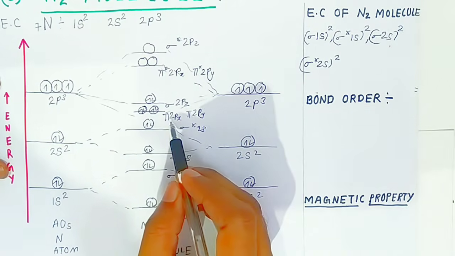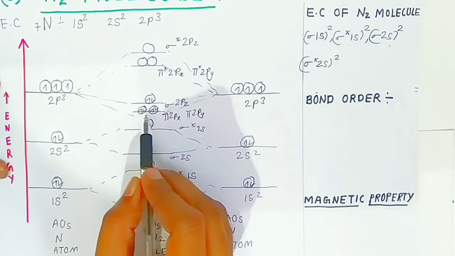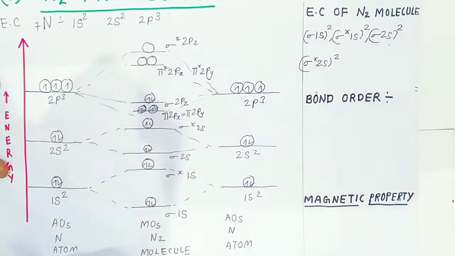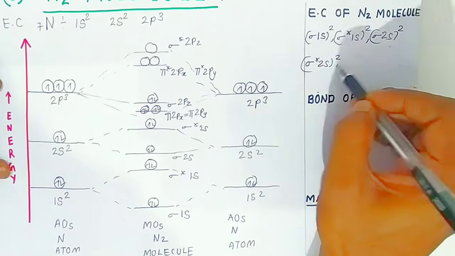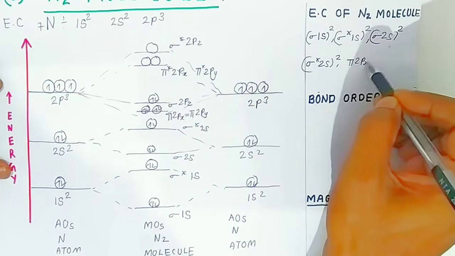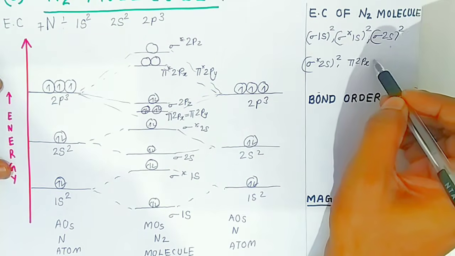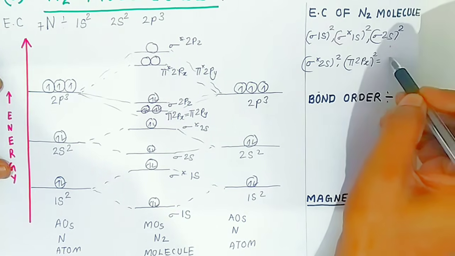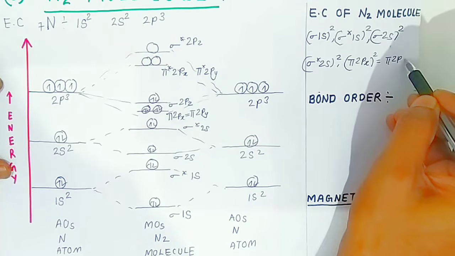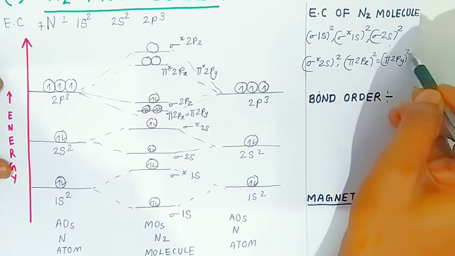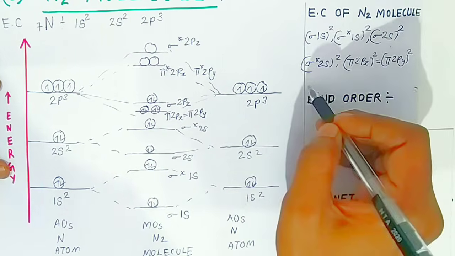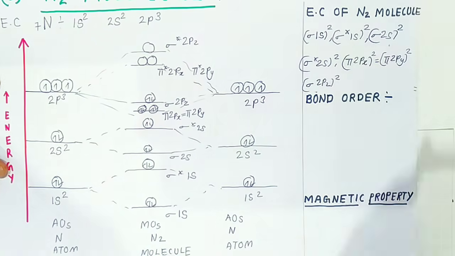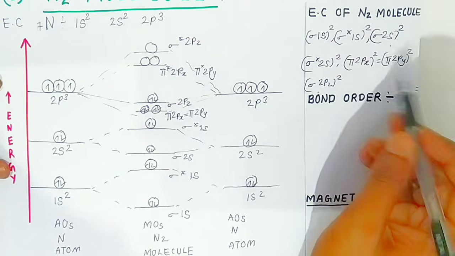Now here students, because these molecular orbitals are present in the same line, the energy levels are equal. Mostly they have equal energy levels. So you can put it like this: pi 2px2, pi 2py2, and then you write sigma 2pz2. This is the electronic configuration of the nitrogen molecule.